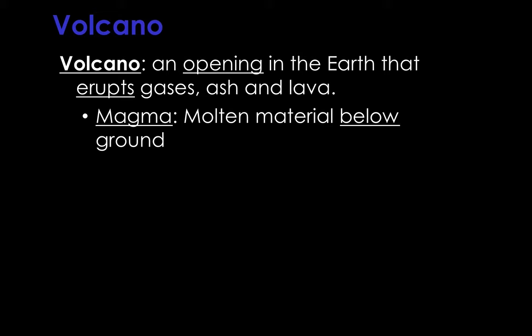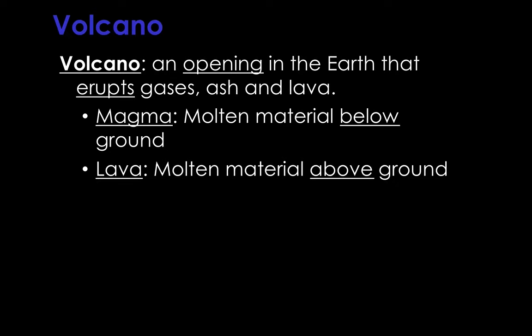Magma is when the molten material is below ground. You already know that. We've talked about that before. Once it becomes above ground, now we call that molten material lava. And when we say molten, that means hot, right? Liquid. So we're talking about liquid rock here at this point.